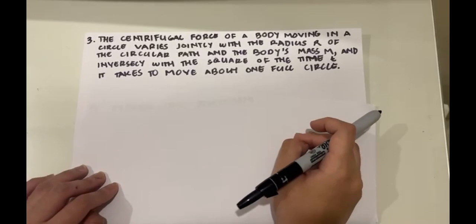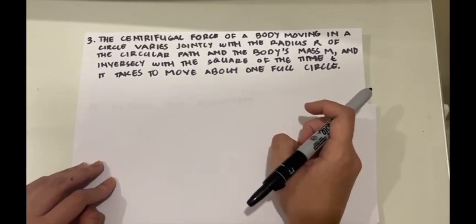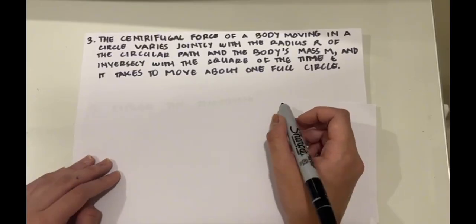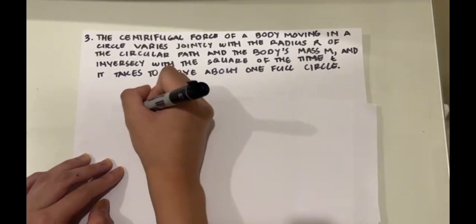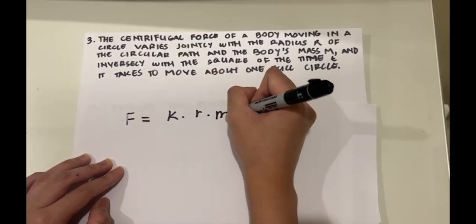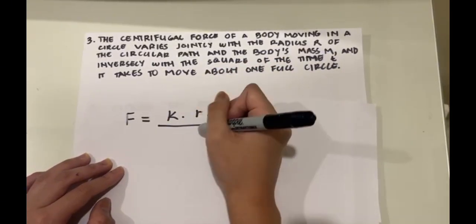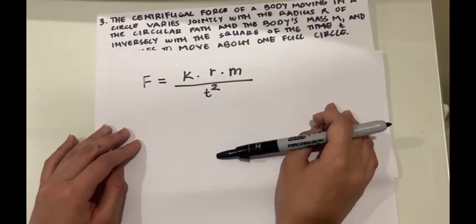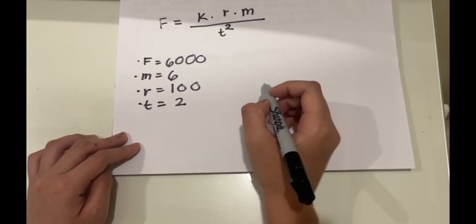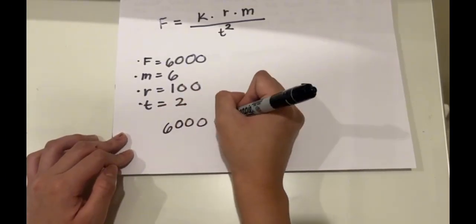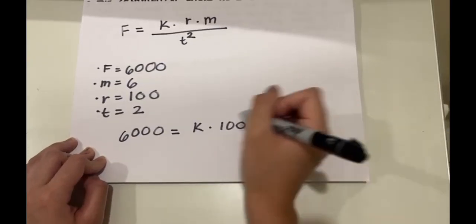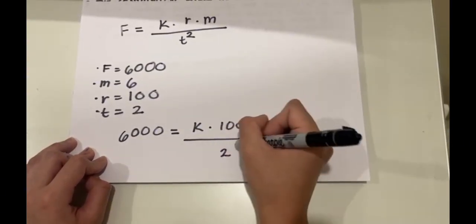The next example is: the problem says that the centrifugal force F varies jointly with the radius r and mass m and inversely with the square of time t. This means we can write the equation as F equals k times r times m, over t squared. Now we need to substitute the given values to find k. Now we substitute these values into the equation. 6,000 equals k times 100 times 6, all over 2 squared.